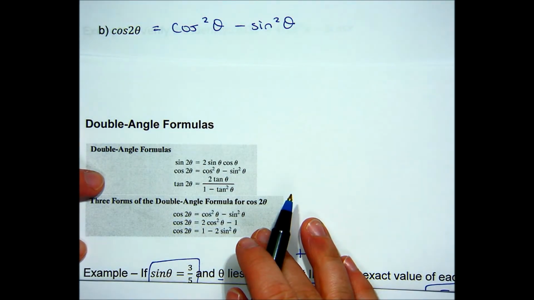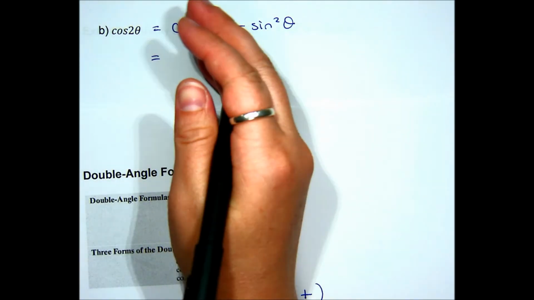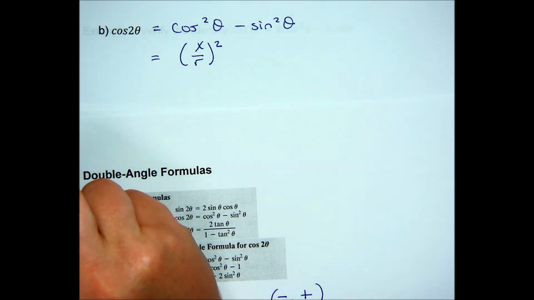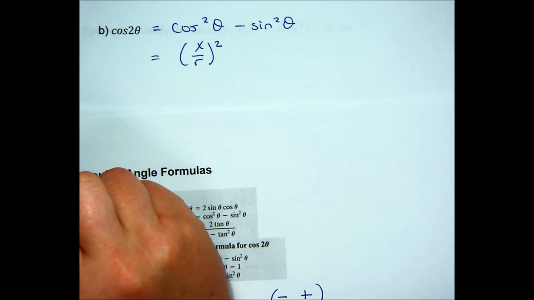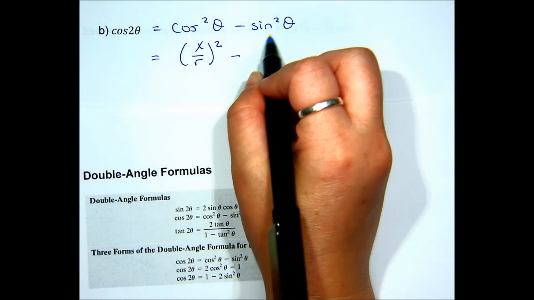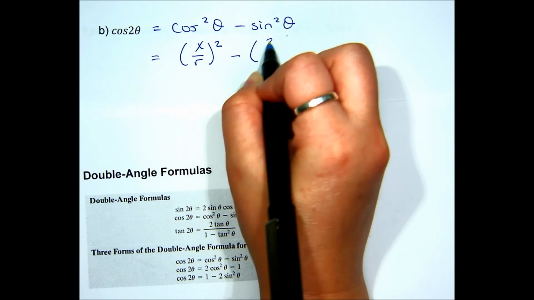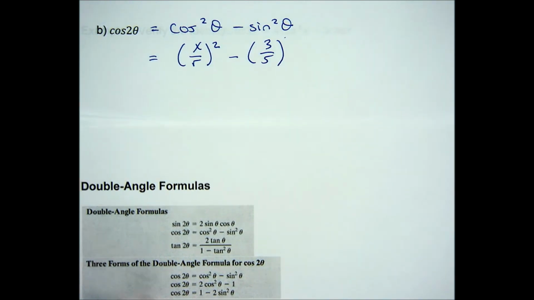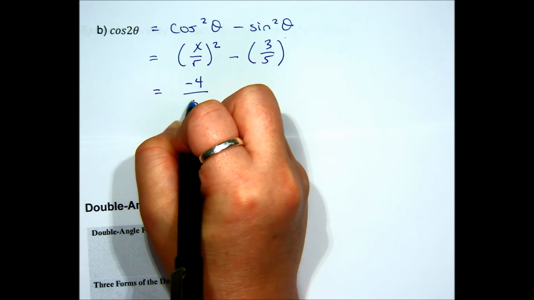Alright. Well, cosine squared, it's cosine times cosine. Or it's x over r squared. Because cosine is x over r. Sine squared is sine theta times sine theta. But that's okay, because I was told sine theta was 3/5. Well, I know x. We found that earlier. X is negative 4. R is 5.